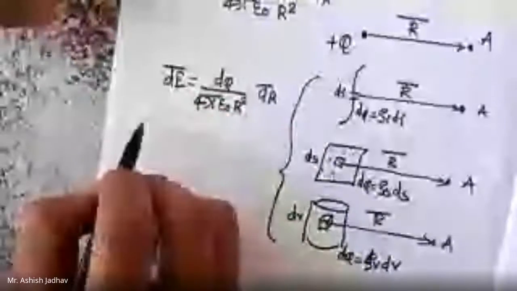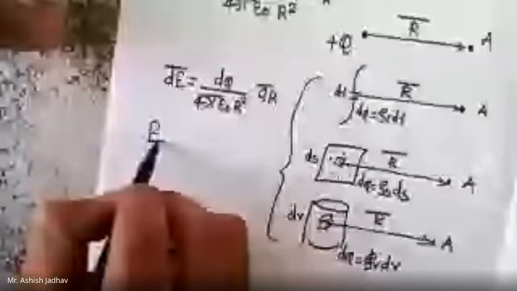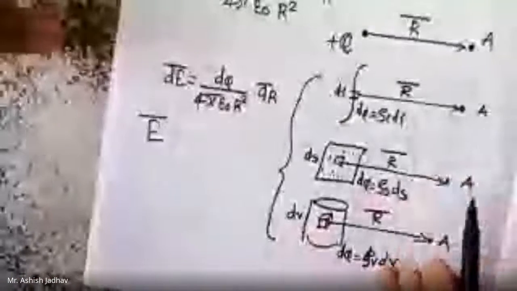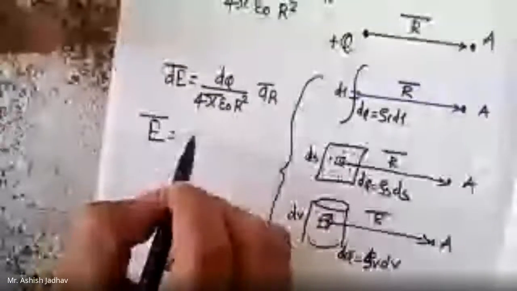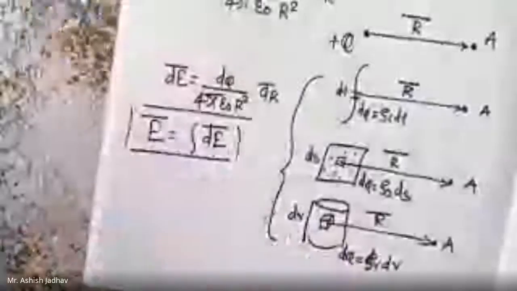Then integrate this. So, to obtain the total electric field intensity at this point or this point or this point, you need to integrate this differential electric field, right? So this is what you have to understand.